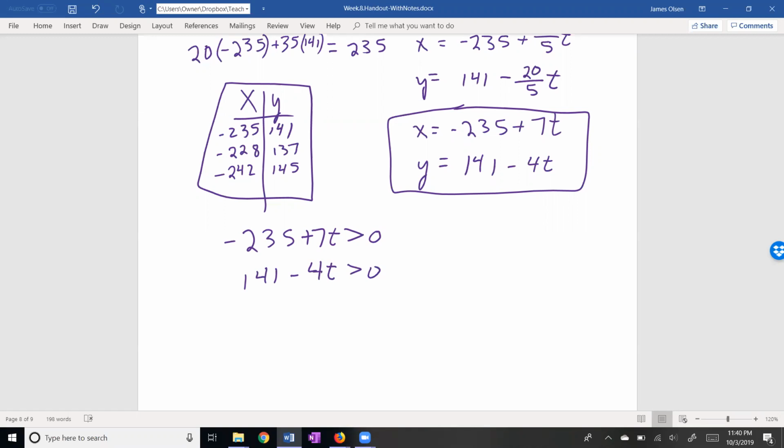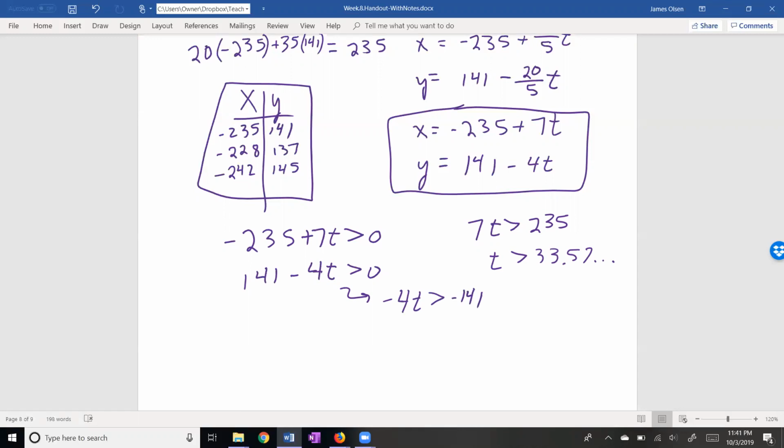In my first inequality, if I add 235 to both sides, I get 7t is greater than positive 235. And I divide both sides by 7, and I get t is greater than 33.57 blah, blah, blah. On the other hand, negative 4t is greater than negative 141.